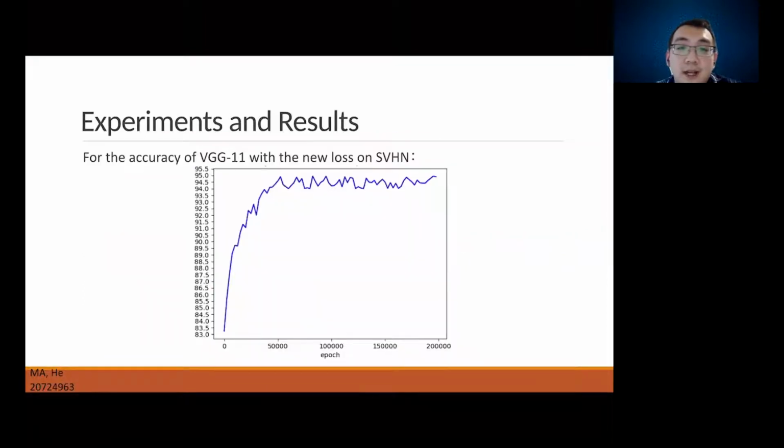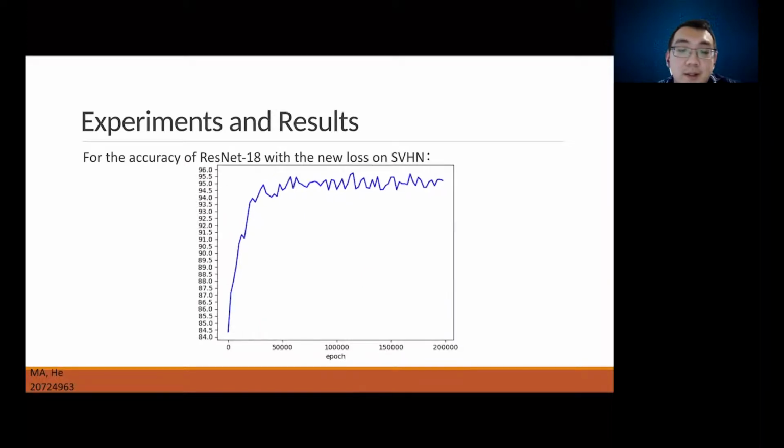Then, in this slide, we can see the accuracy curve of VGG11 with the new loss. And in this slide, we can see the accuracy curve of ResNet-18 with the new loss. From the experimental results of the above two models, we can see that using the new loss function, the model can achieve higher accuracy in image classification experiments.